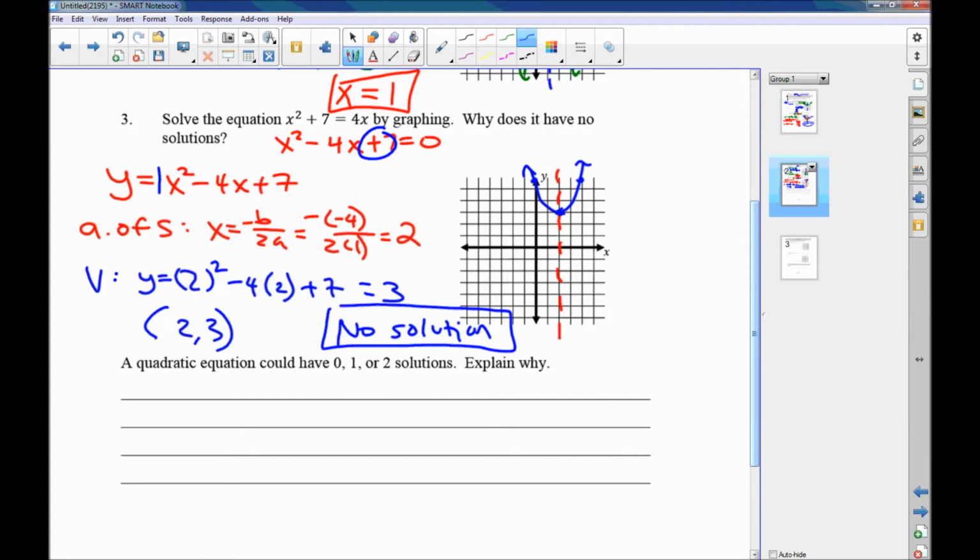Where does the parabola cross the x-axis? Nowhere. Therefore, there is no solution to this equation. So sometimes our solution is going to have 2 things, sometimes it'll have 1, and sometimes we'll even get 0. Okay, so a quadratic equation can have 0, 1, or 2 solutions. Explain why.